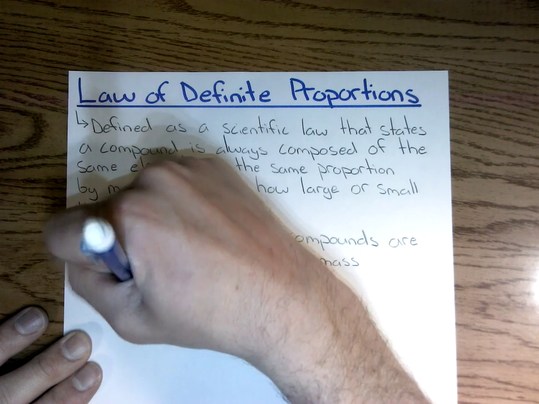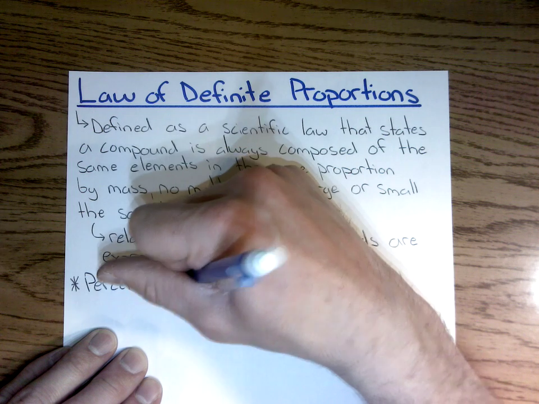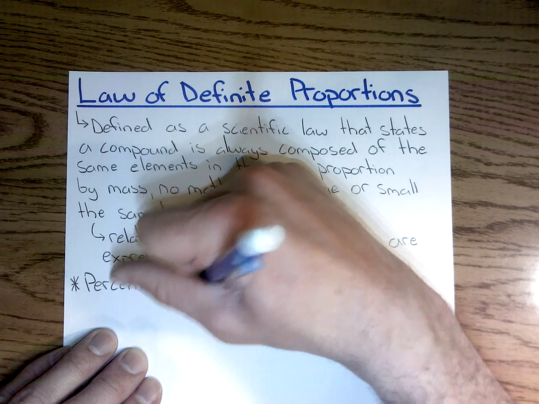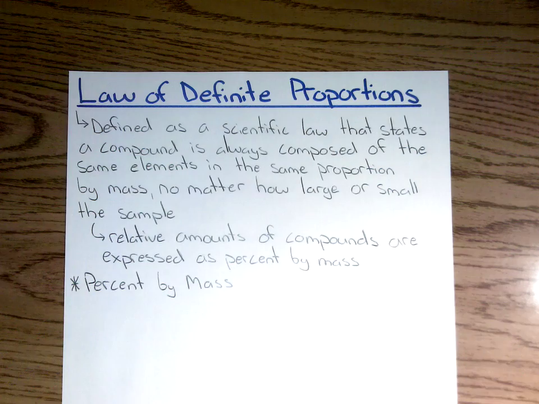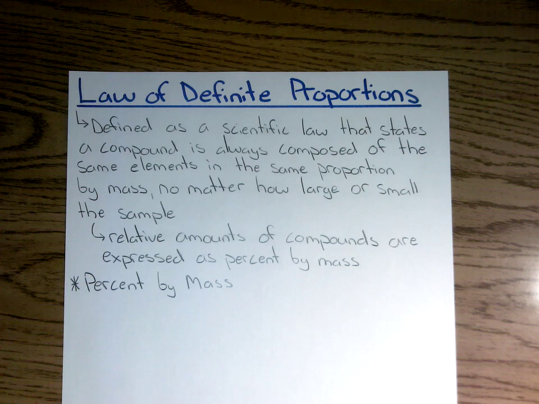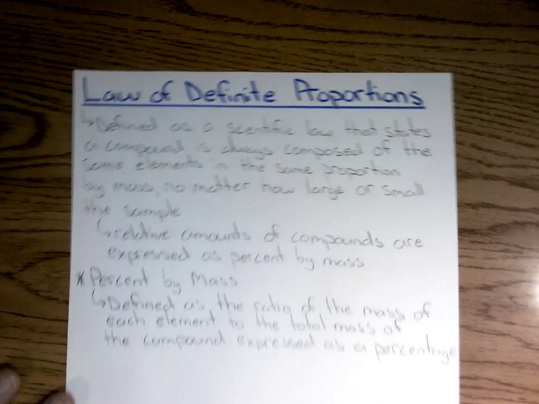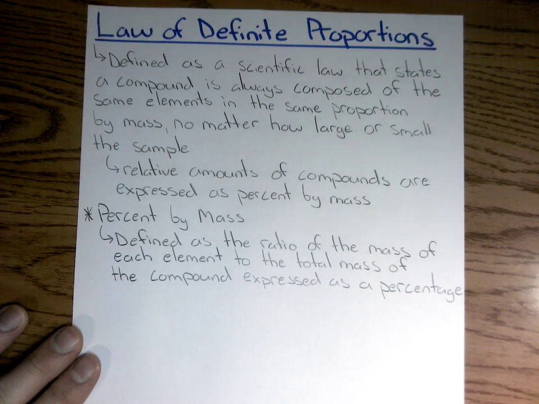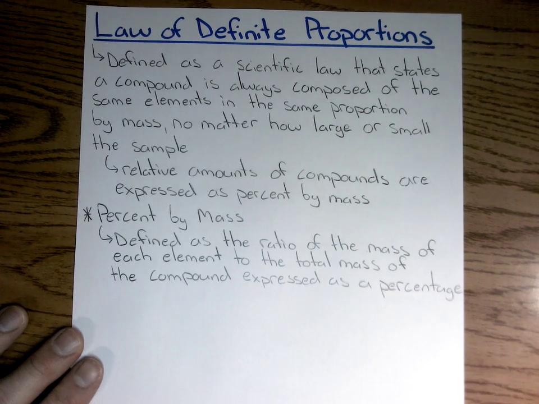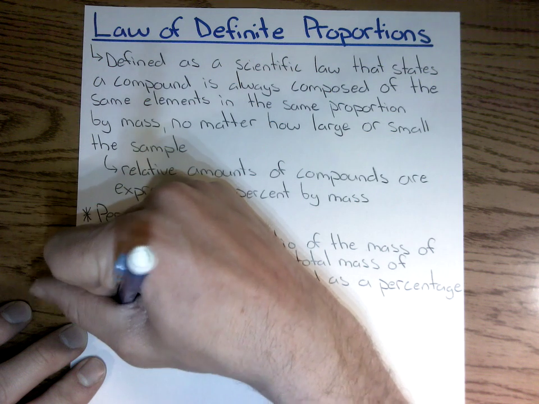So the percent by mass can be defined as a ratio of the mass of each element to the total mass of the compound, expressed as a percentage. Now, again, that definition is great, but this is a mathematical concept. So with that mathematical concept, typically we have a formula, and we do here.